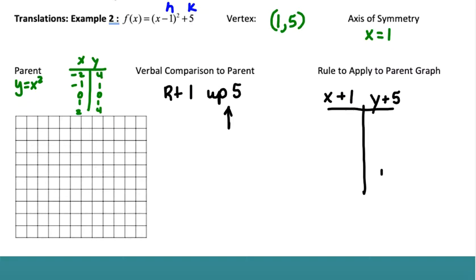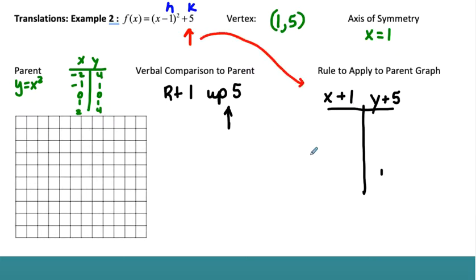So one thing I like to think about just to help me remember what to do for my rule is that inside the function, so the function is the square, inside the function changes the x. And outside the function, so this is outside the function, is going to change the y. So inside x, outside y. So that helps me write my rule.